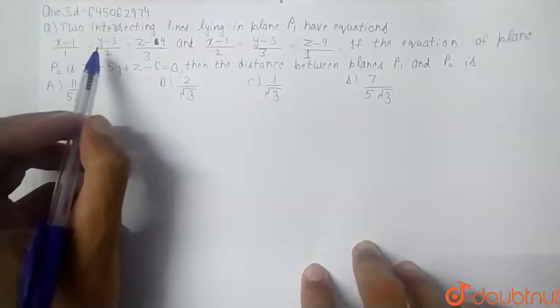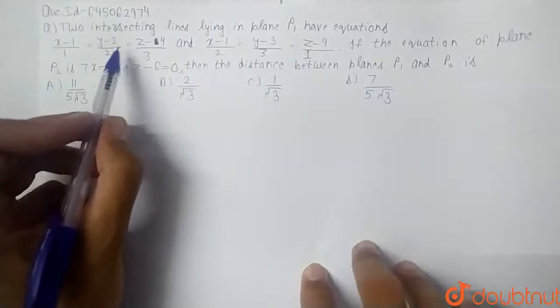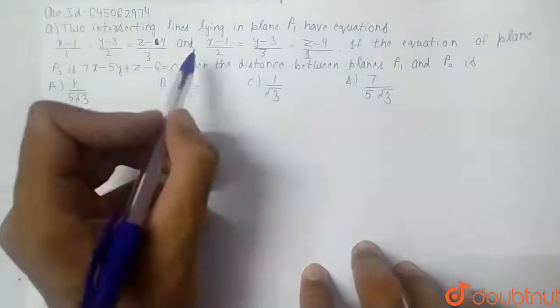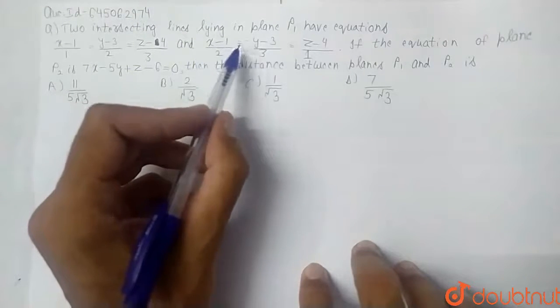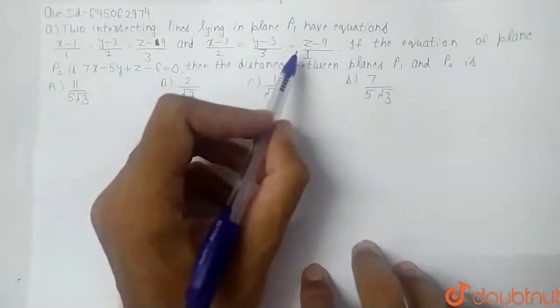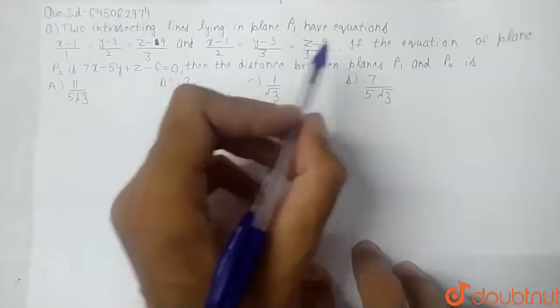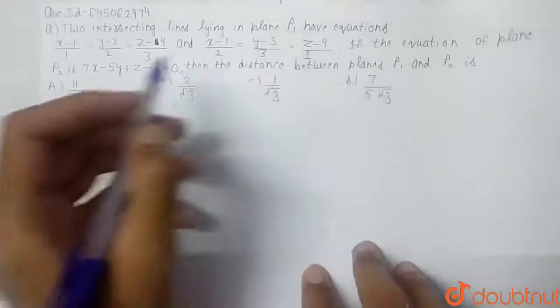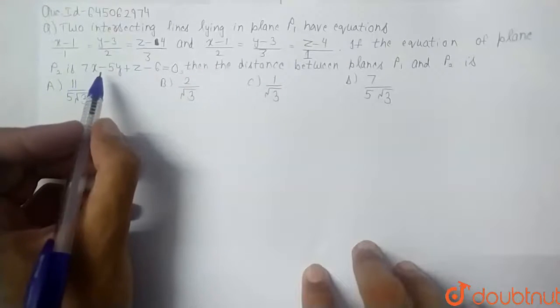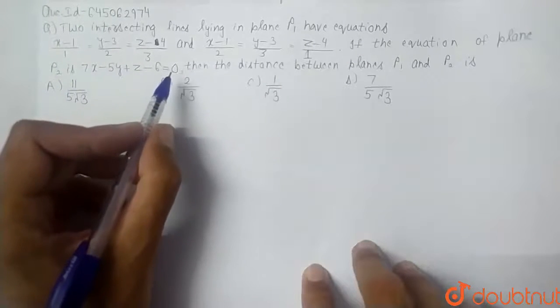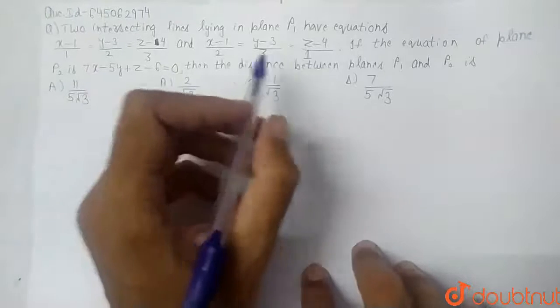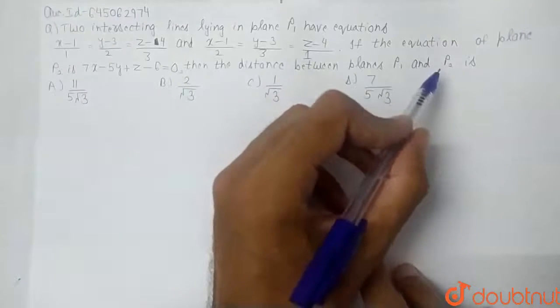Everyone, today's question is: two intersecting lines lying in plane P1 have equations (x minus 1)/1 equals (y minus 3)/2 equals (z minus 4)/3, and (x minus 1)/2 equals (y minus 3)/3 equals (z minus 4)/1. If the equation of plane P2 is 7x minus 5y plus z minus 6 equals 0, then the distance between planes P1 and P2 is.